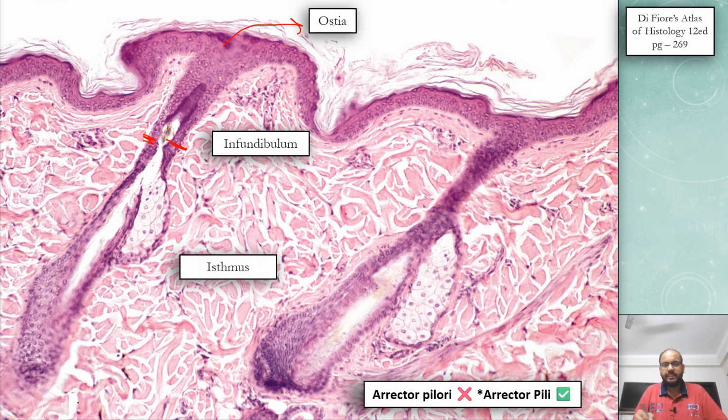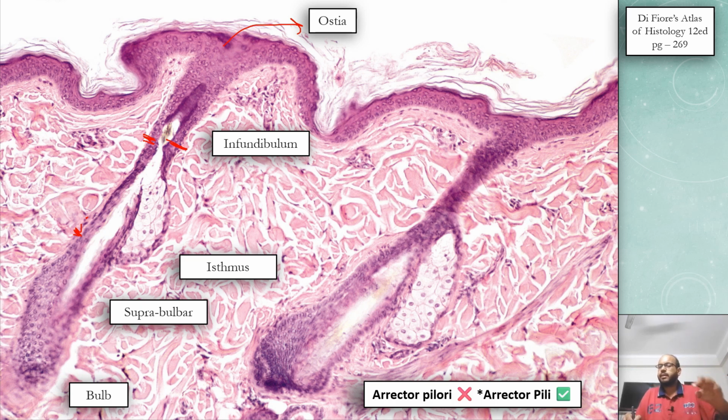This is the isthmus. That means from the part where the sebaceous gland opens to the erector pylori muscle attachment, which is roughly at this level, is the isthmus or the neck of the hair follicle. This is the suprabulbar. That is from the Adamson's ridge to the attachment of erector pylori, and then you have the bulb. So these are the parts of hair follicle roughly.